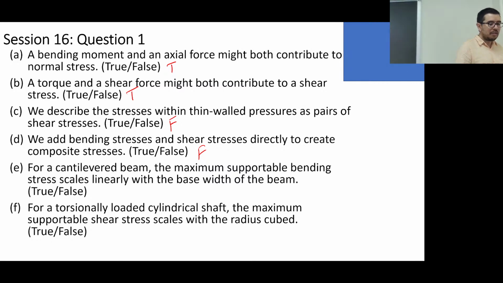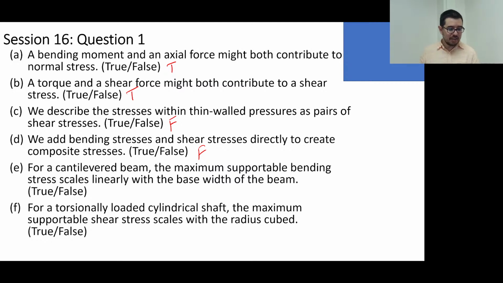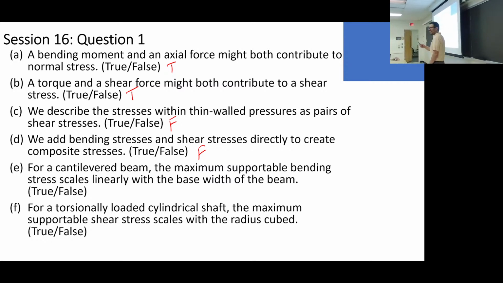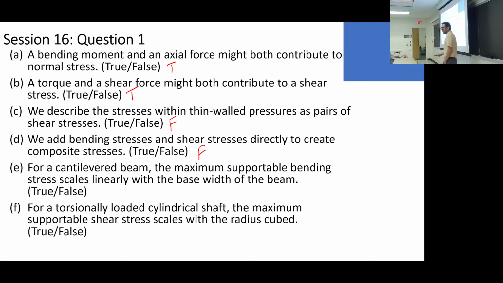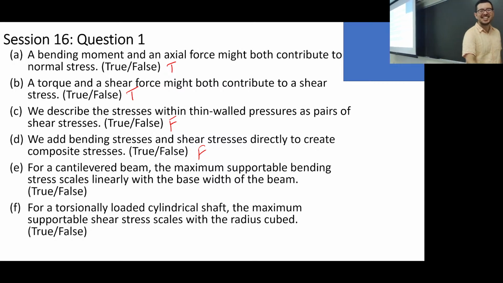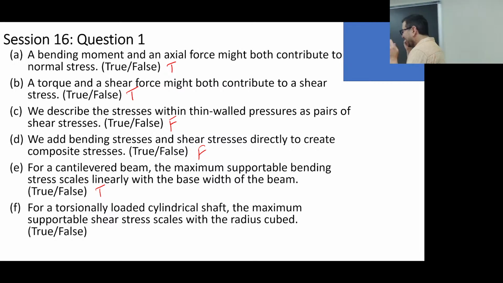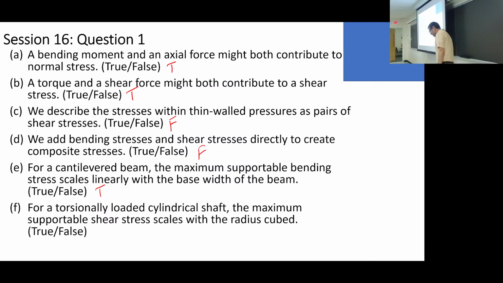Okay, for a cantilever beam, the maximum supportable bending stress scales linearly with the base width of the beam. Yes, Dylan. True. Why do you say that, Dylan? So we talked about bh cubed over 12, and that's going to come out in the My over I, with I being the bh cubed, and b is the width. So sigma is essentially proportional to 1 over the width.